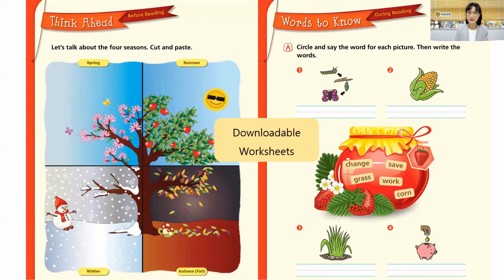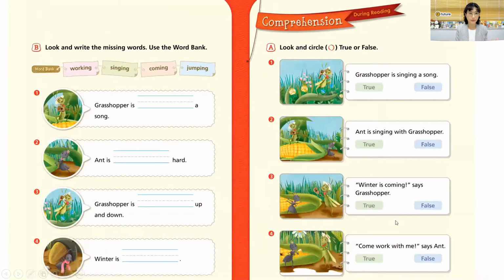So you can talk about the seasons, right? Spring, summer, autumn, and winter, right? Talk about each season and the activities you can do, right? And this is for during reading. Okay, this is a vocabulary practice, right? You can look at the picture and find the word and write the word. This is look and write the missing words, use the word bank.